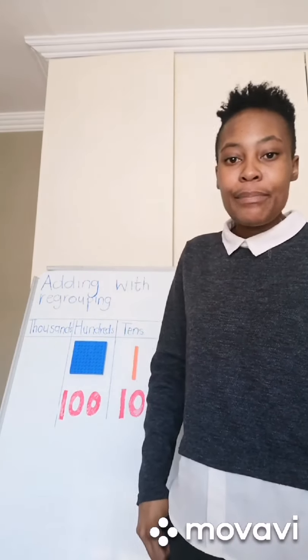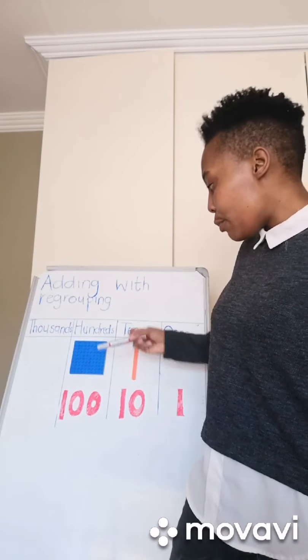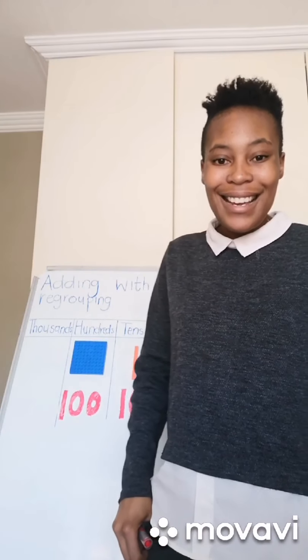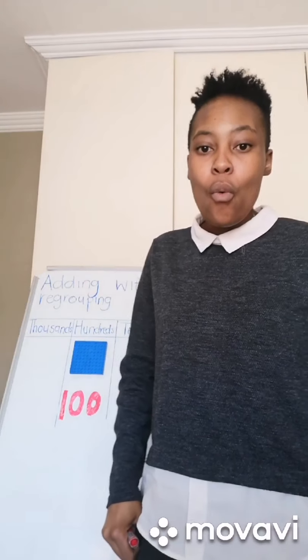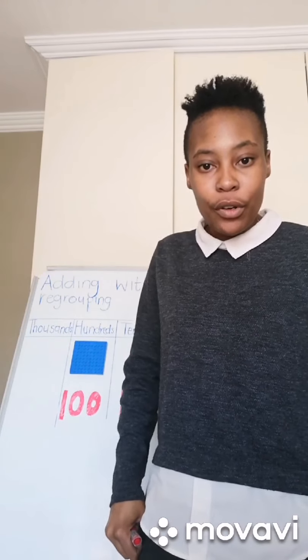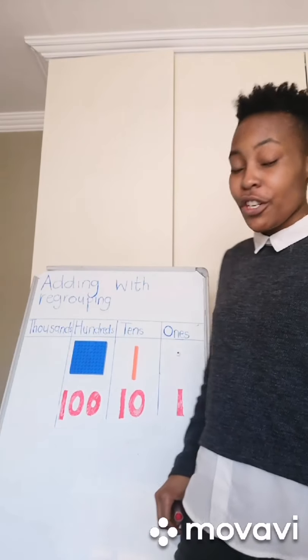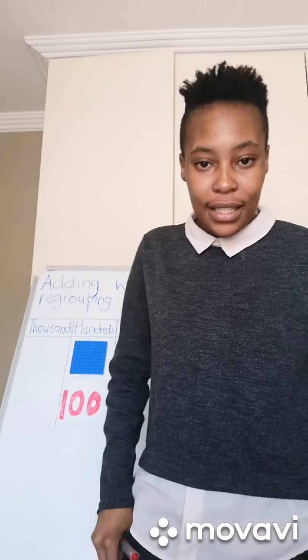Our base 10 blocks come in different colors. We have the blue block, which represents the hundreds. So one blue block equals 100. We have an orange one which represents the tens.